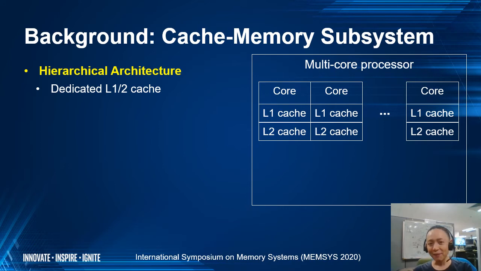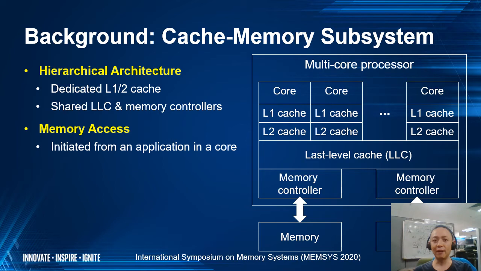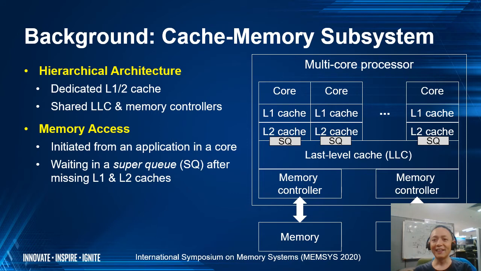Before introducing the estimation method, we first briefly review the background of the cache memory subsystem. The cache memory subsystem is organized in a hierarchical architecture. Each core has its dedicated level 1 and level 2 caches. Those cores in a processor share the last level cache and the memory controllers. When an application needs to access its data, the request is initiated from a core. If the request cannot be served by the dedicated level 1 and level 2 caches, in Intel CPUs, it will wait in a superqueue for further serving.